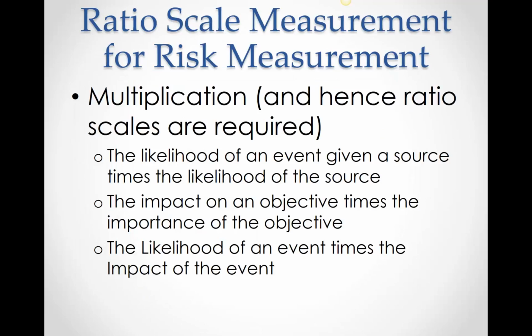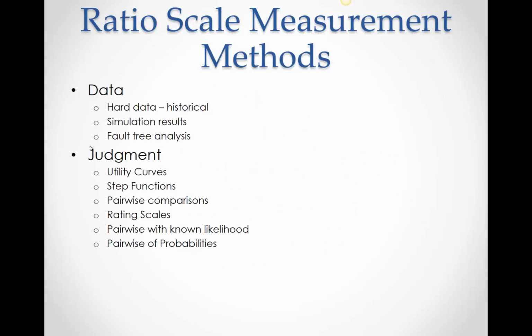In order to measure risk, multiplication and addition are required. The likelihood of an event given a source times the likelihood of the source, the impact on an objective times the importance of the objective, the likelihood of an event times the impact of the event. How do we obtain ratio scale measures or estimates? There are numerous methods in Riskion for doing just that.